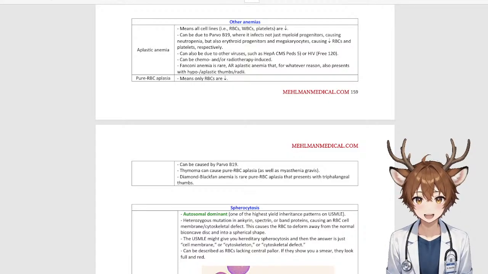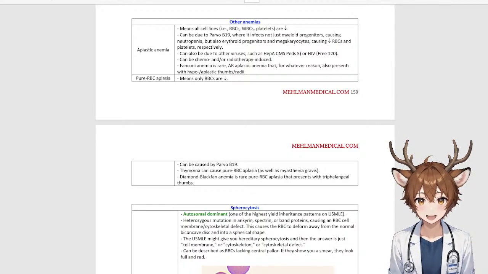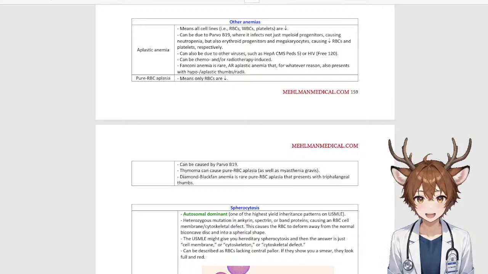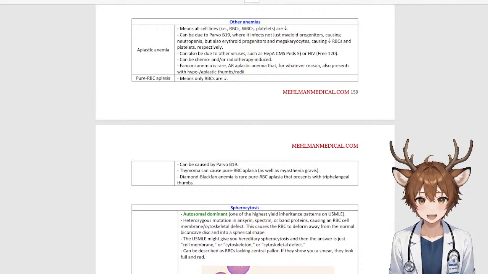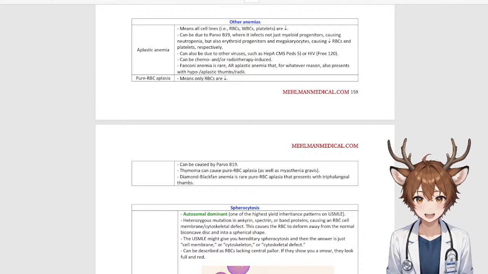Fanconi anemia is rare, AR, autosomal recessive, aplastic anemia that, for whatever reason, also presents with hypo/aplastic thumbs/radii.